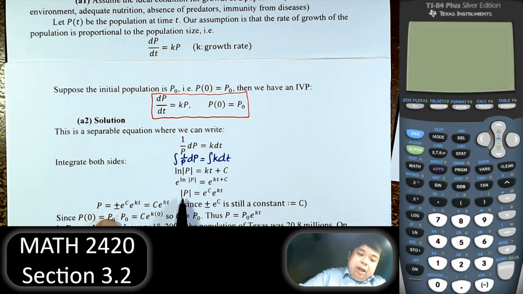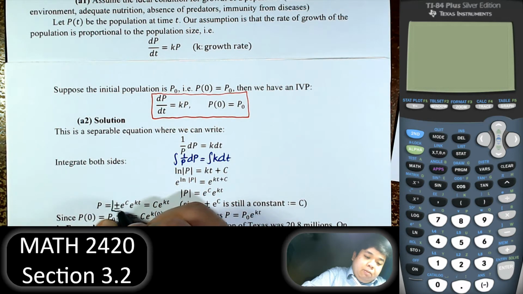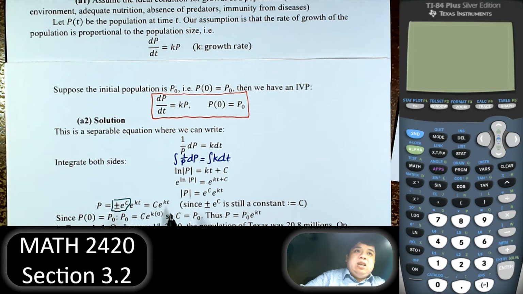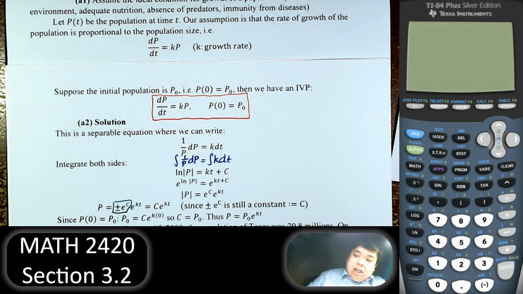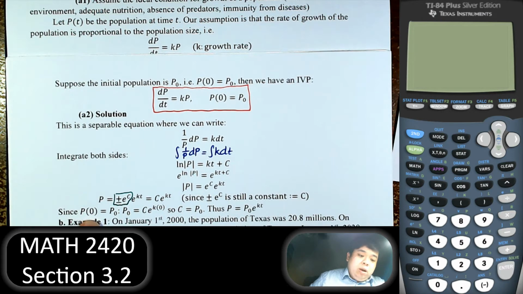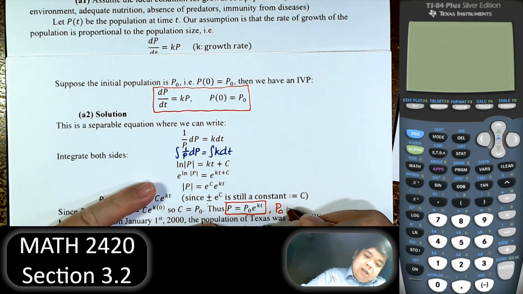And so remove the absolute values. We have plus or minus. And we did this a few times already. That is still a constant, so it's just a constant times e to the kt. Bottom line, with the initial condition of P of 0 equal to P naught, the equation becomes this. This is the model for population growth, the exponential growth model. The reason we call it exponential growth is because there's an exponential function here. P naught is the initial population.